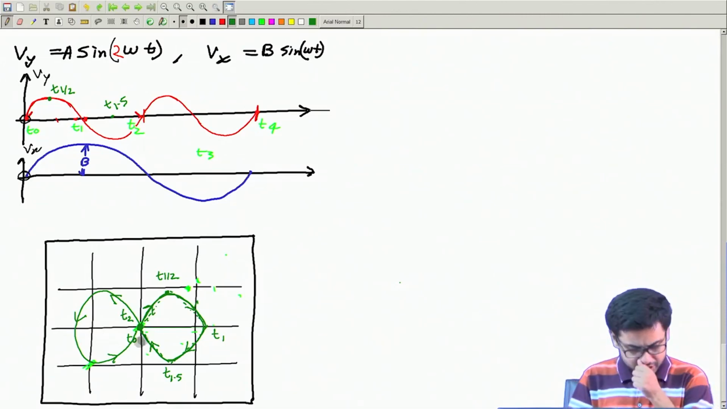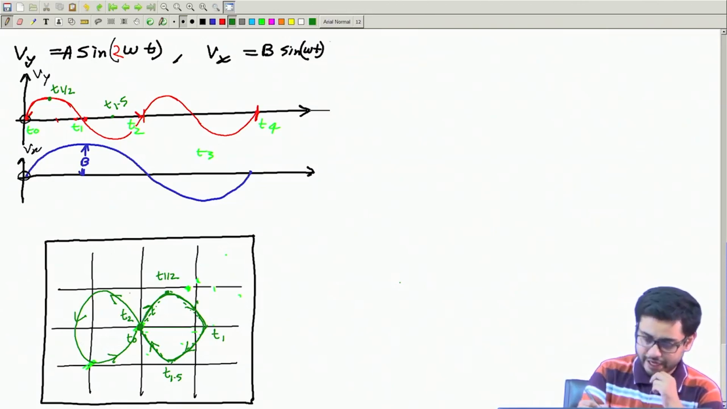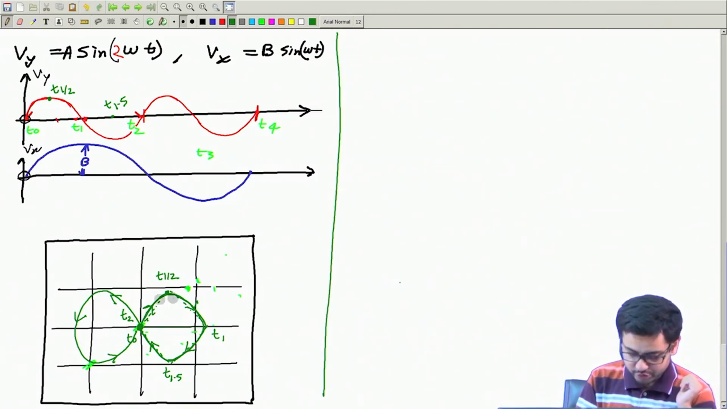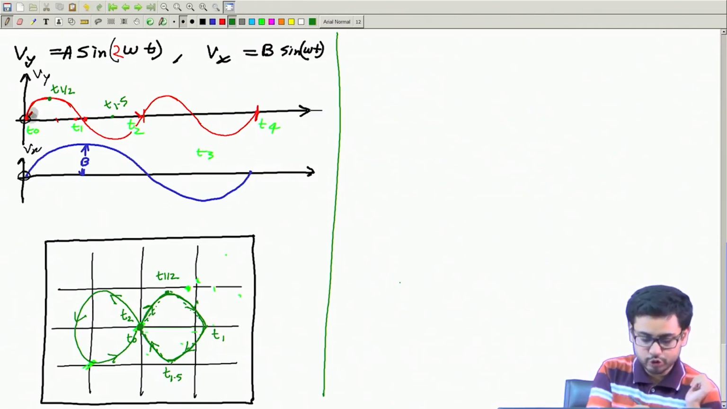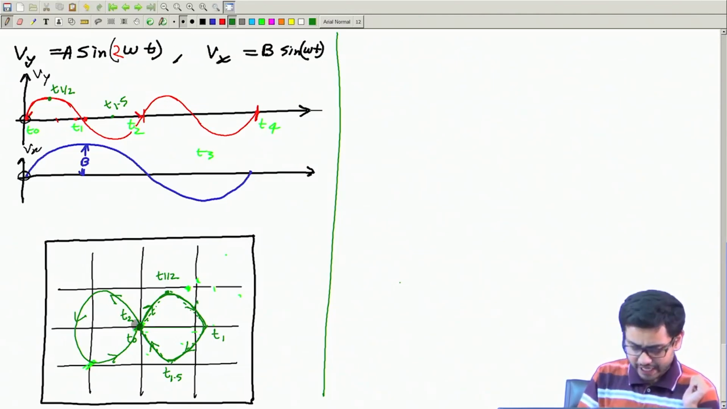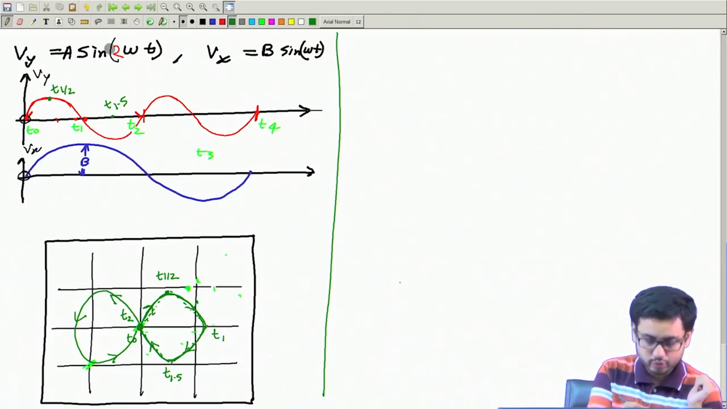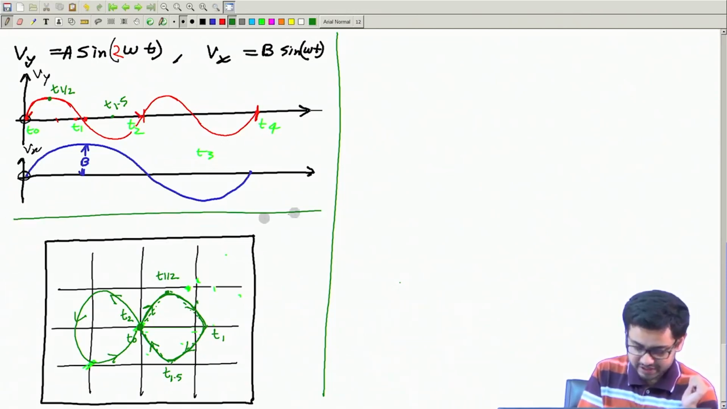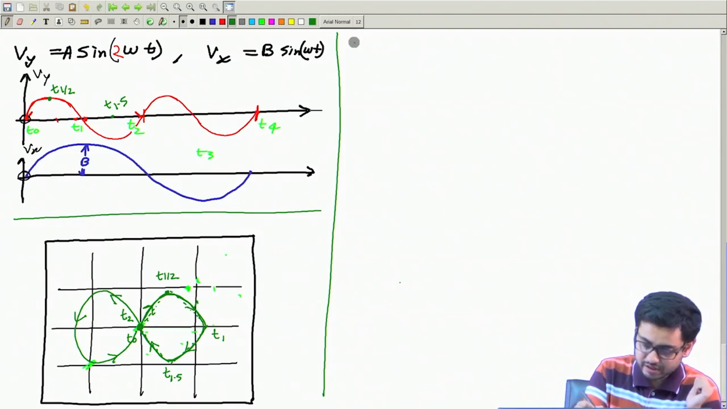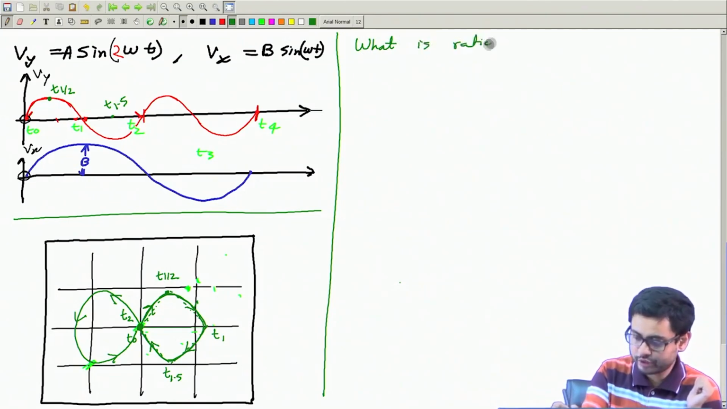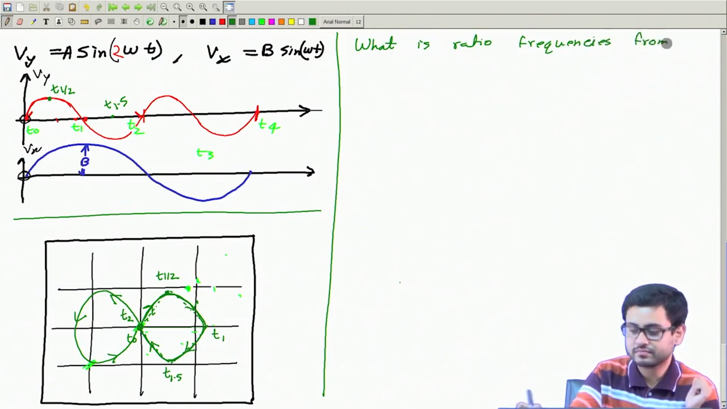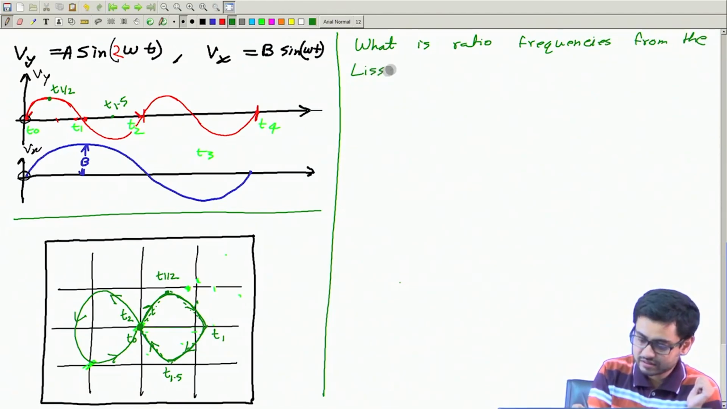Okay, and from this observation, can we find the ratio of the two frequencies from this pattern? Suppose we do not know a priori that these are the forms of Vx and Vy. Suppose this is just given, we do not see the equations, so we start from this and ask: what is the ratio of frequencies from the plot, from the Lissajous plot?